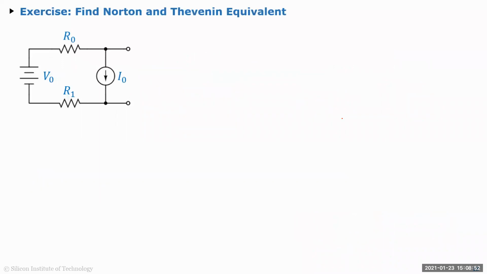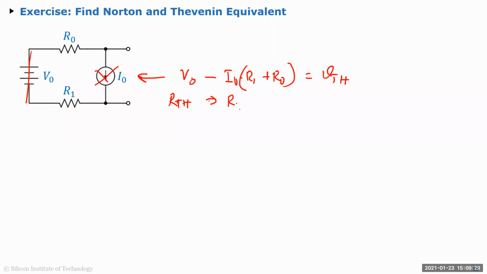Okay, so find Norton. So find the open circuit voltage. Again, you can use superposition here. If you apply superposition, it'll be what? V naught minus I naught times R1 parallel R1 plus R naught, I guess. So that'll be your VTH, and RTH is what? Just open this, close this, so that's R1 plus R naught, right?